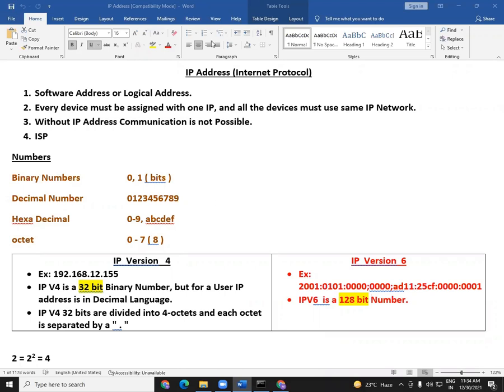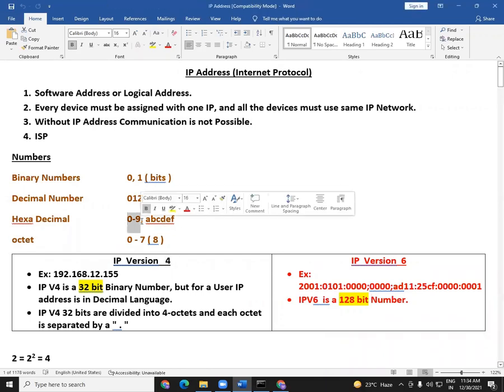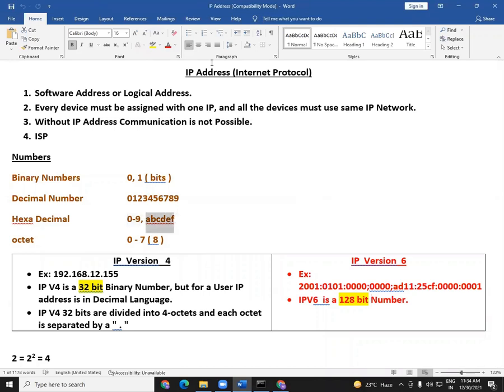And there are some other numbers also. There is something called hexadecimal number. What is a hexadecimal number? Hexadecimal number is a combination of decimal number and some alphabets like A, B, C, D, E, F. That is a hexadecimal number. Combination of alphabets up to F only and combination of numbers. That is all hexadecimal. So when you see a bike number or a car number, that is not hexadecimal.